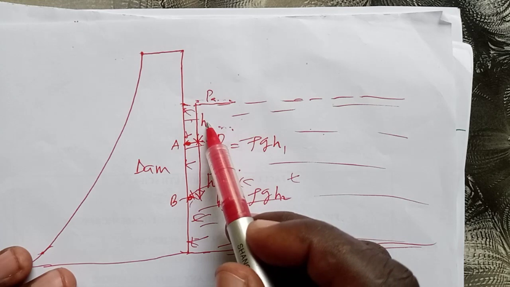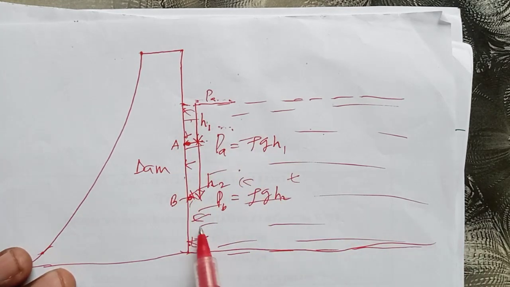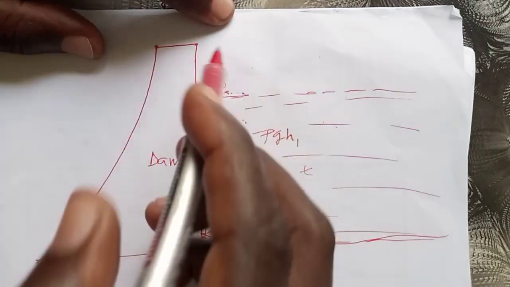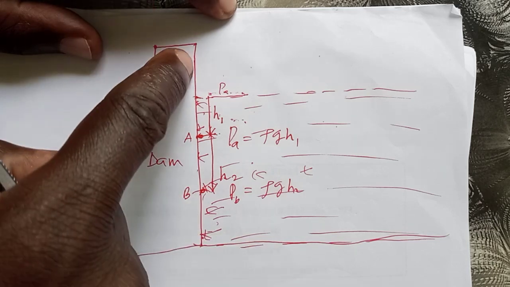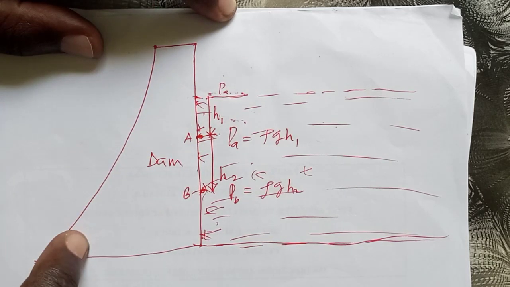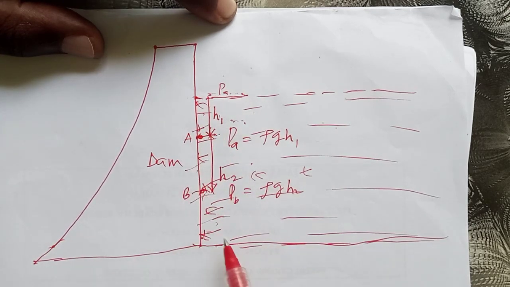And because the height is increasing, the pressure will be increasing down. And this is why you can see that the construction is not uniform here. You see, the thickness is increasing. Why are they increasing the thickness downward? Because the pressure is increasing.